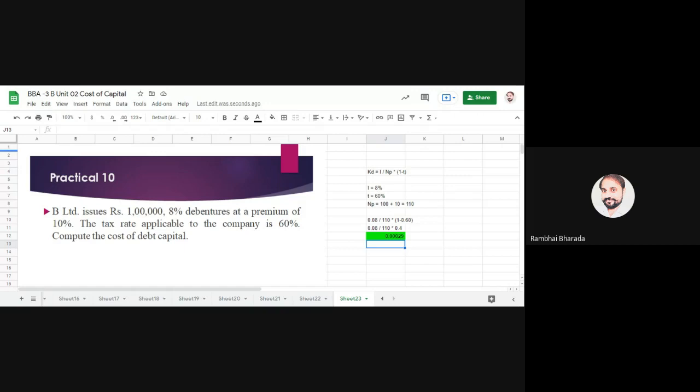Okay, now I have a surprise for all of you. Just one minute. Can you remind me the formula for redeemable preferences? Redeemable preferences, we have just calculated in the first part of the session. KP is equal to DP in a bracket RV minus NP upon N, entirely divided by RV plus NP upon 2. Do you remember this formula?